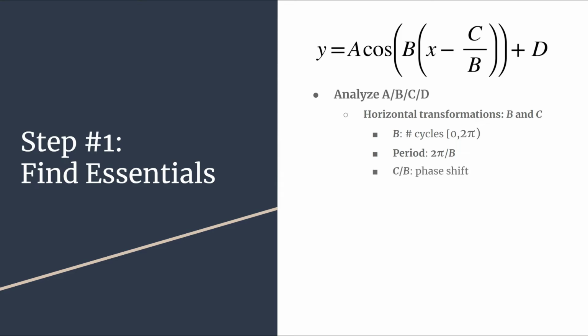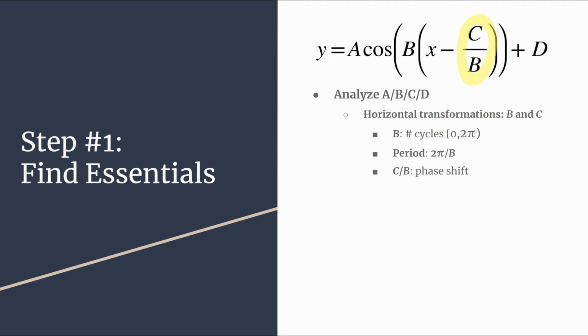We also can find our phase shift. We do that by calculating c divided by b. And phase shift is how, in the trig world, we describe a horizontal shift. We just call it a phase shift. Here's the benefit of our factored out equation, where b is factored out. You can see the phase shift staring at you right here.